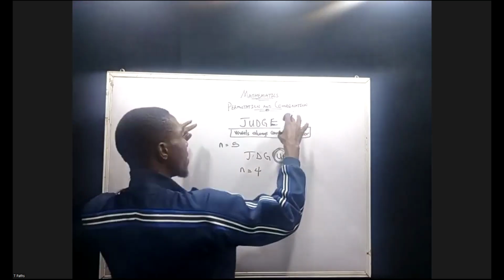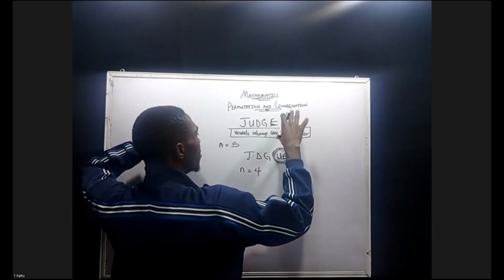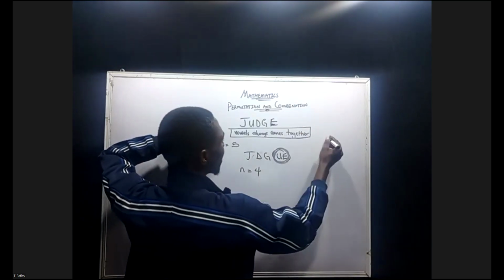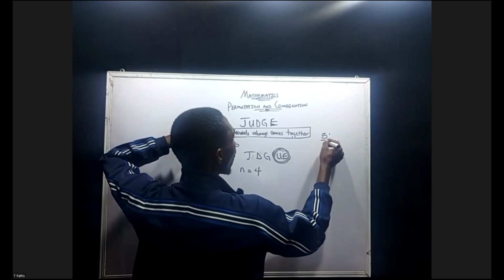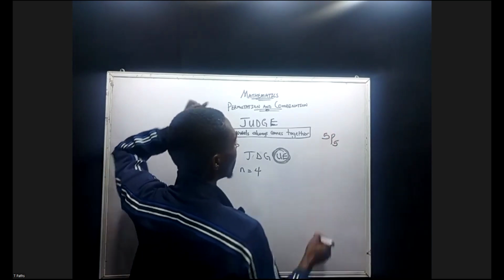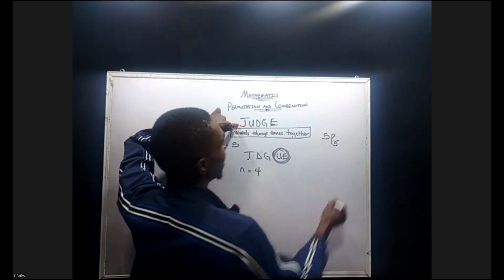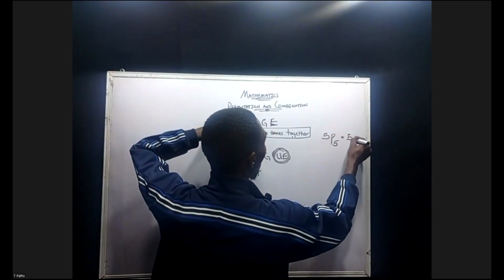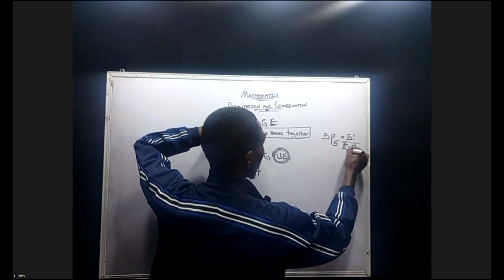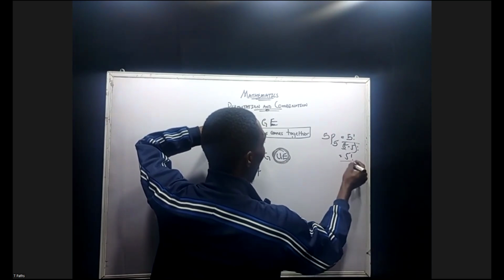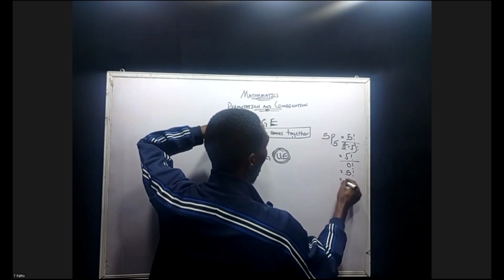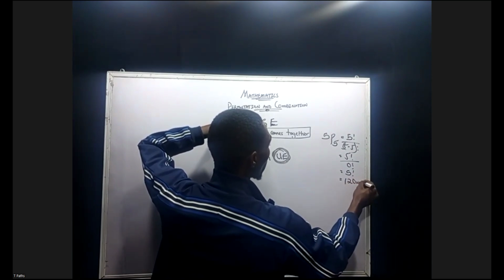Okay, from here, the number of ways you can arrange the letters of the word is 5 factorial over, it is 5 permutation 5, because we have no repetition of letters. And this one ends up giving us 5 factorial divided by 5 minus 5 factorial. That is 5 factorial over 0 factorial. So you end up having 5 factorial, which is 120 ways.